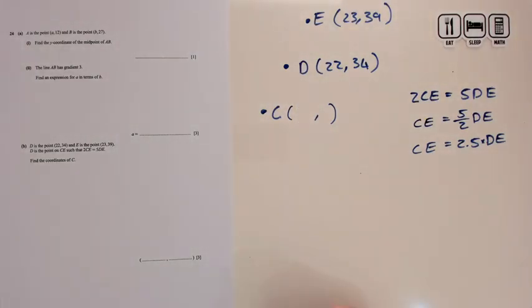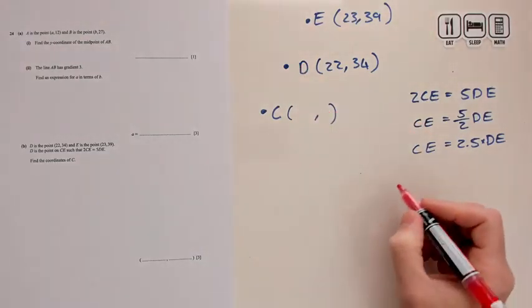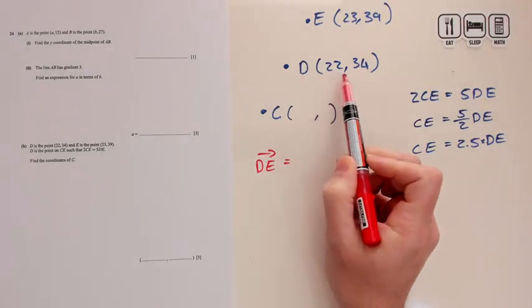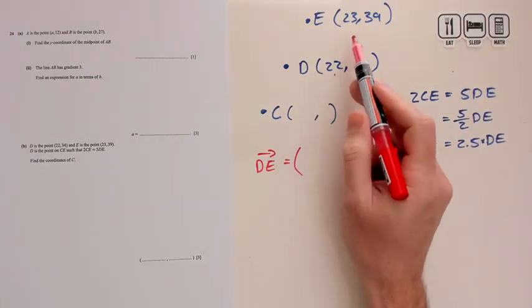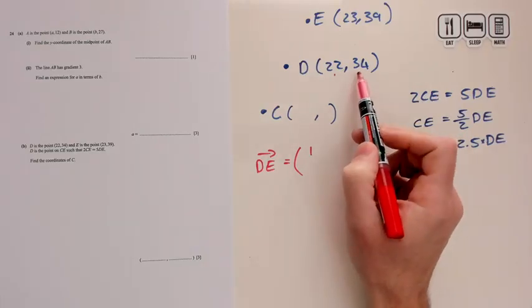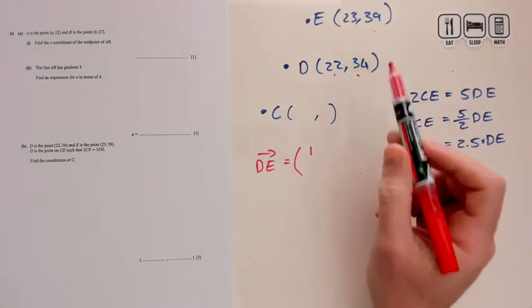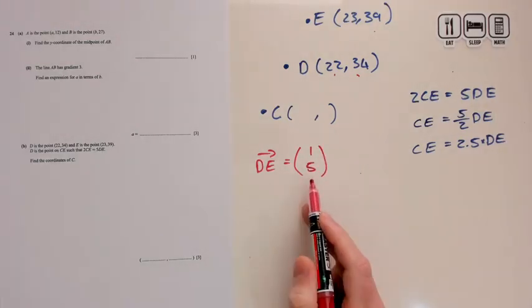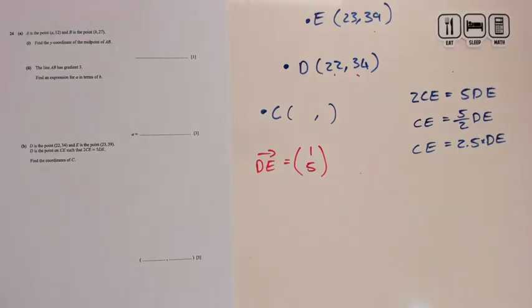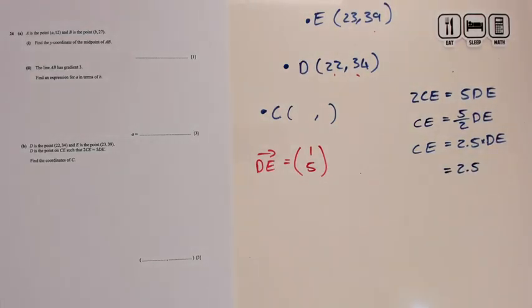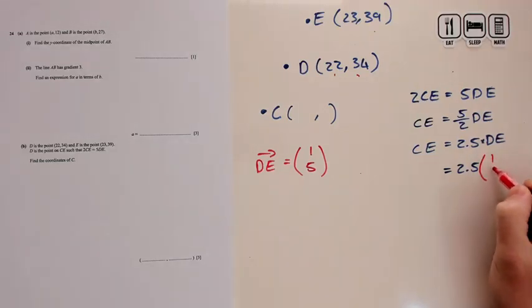Okay, so I think DE, I should be able to write that as a vector. So let's say DE as a vector. I should be able to do that because I know it's going from 22 to 23. So that's 1 positive in the x direction. And from 34 to 39, that's 5 in the y, and that's positive. So this is DE. So I can sub that in there. So I should have CE is 2.5 times the vector (1, 5).